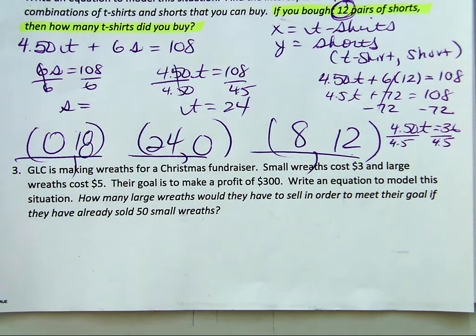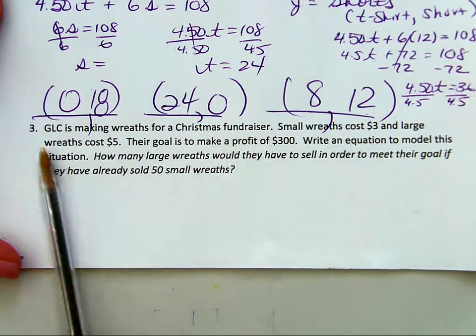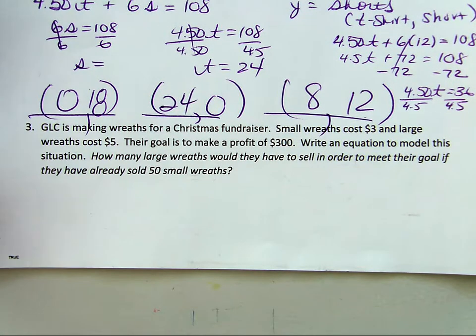Okay. So I would like you to try. GLC is making wreaths for a Christmas fundraiser. They're making small wreaths for $3, large wreaths for $5. Their goal is to make a $300 profit. If they sold all small and no large, how many would they have to sell? If they sold all large and no small, how many would they have to sell? And what if they already sold 50 small on day one? How many large would they have to sell on the next day to reach their goal?